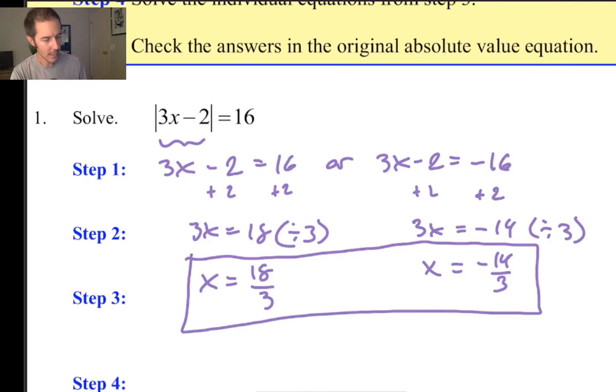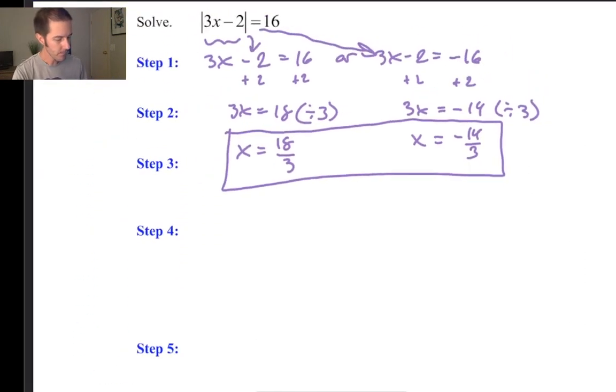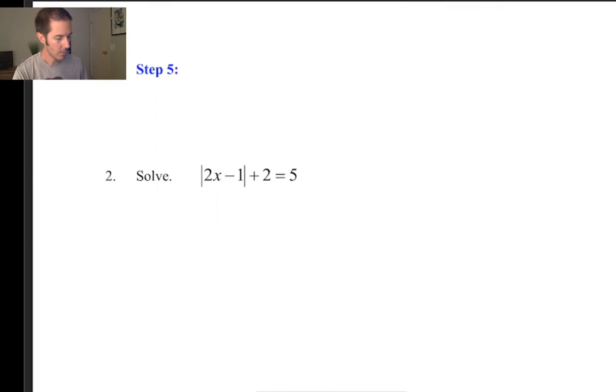But it's this beginning part of the process, remembering to split up or write out two separate equations, neither of which have absolute value bars, as the very first step in solving an absolute value equation. From there, you know how to solve little linear equations like that, no problem. What else have we got?